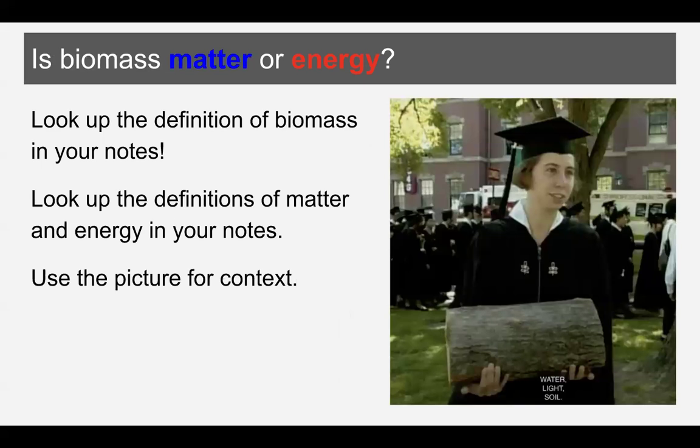First question, is biomass matter or energy? So you can find this answer if you don't already know. Some of you, it's going to come right into your head. But look up the definition of biomass in your notes. Look up the definition of matter and energy in your notes. And use this picture of this graduate holding this piece of a tree. This is just a small part of a tree, and she's kind of struggling to hold it. You can see in her body language, it has some weight to it. So is biomass matter or energy?